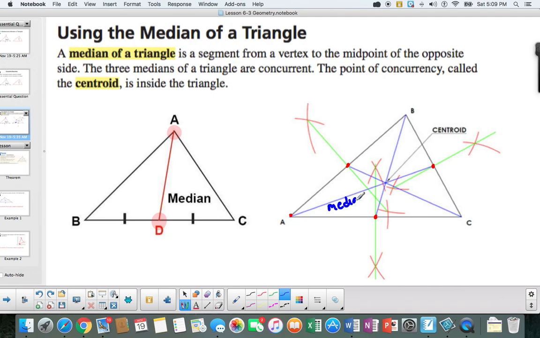Median, median, and median. Now these medians all meet at one point. This is a point of concurrency, and we call it a centroid.